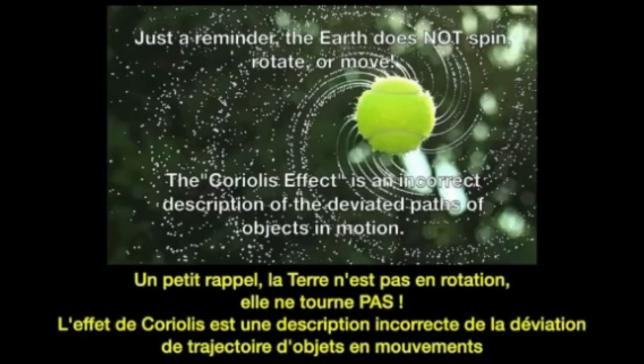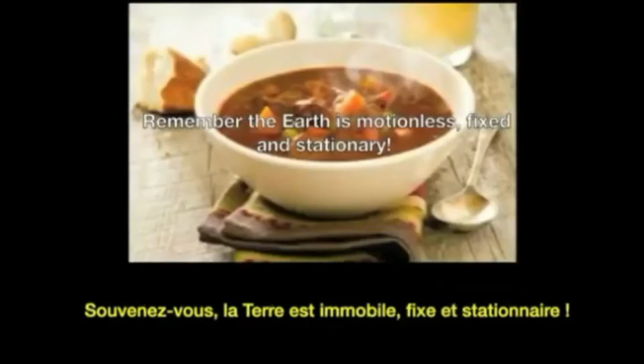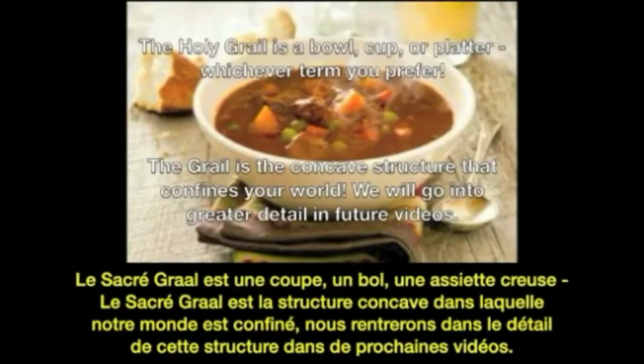Just a reminder, the Earth does not spin, rotate, or move. The Coriolis effect is an incorrect description of the deviated paths of objects in motion. Remember, the Earth is motionless, fixed, and stationary. The Holy Grail is a bowl, cup, or platter, whichever term you prefer. The Grail is the concave structure that confines your world. We will go into greater detail in future videos.